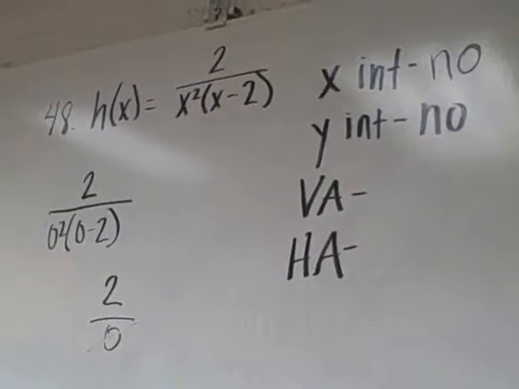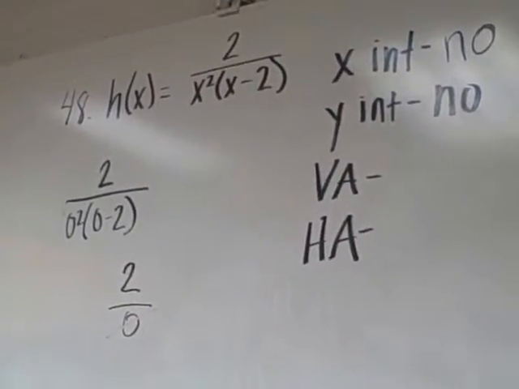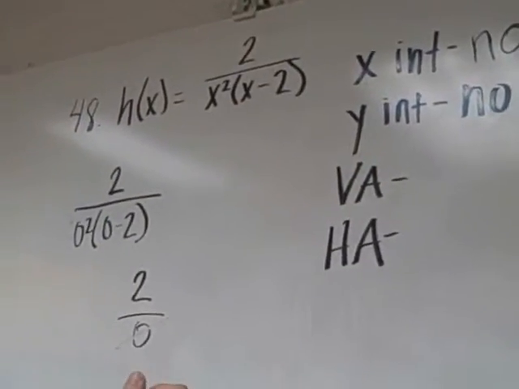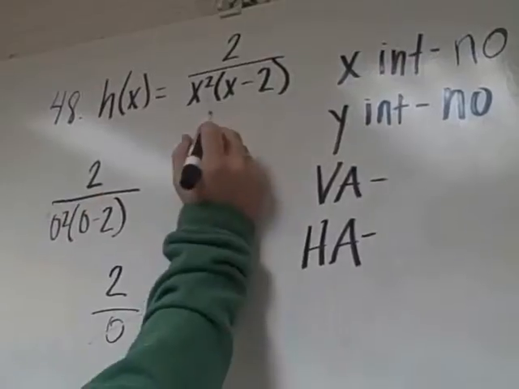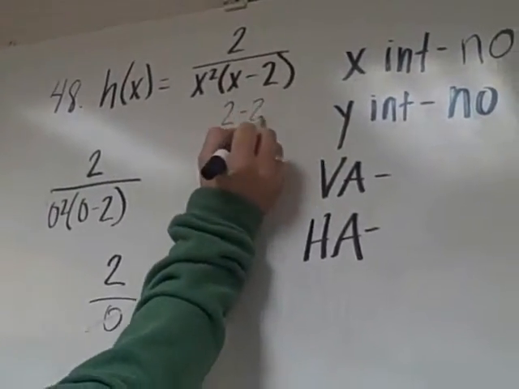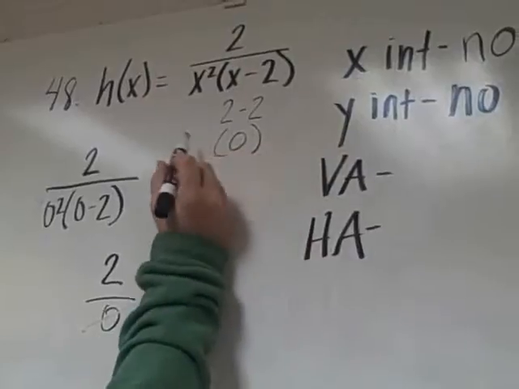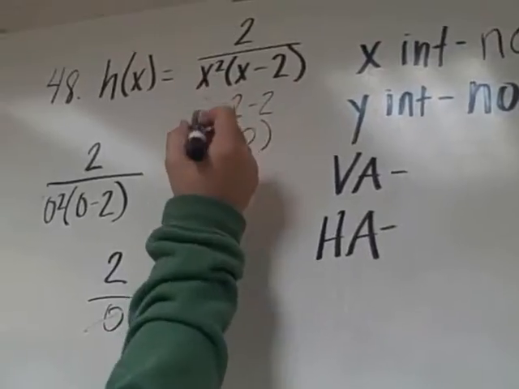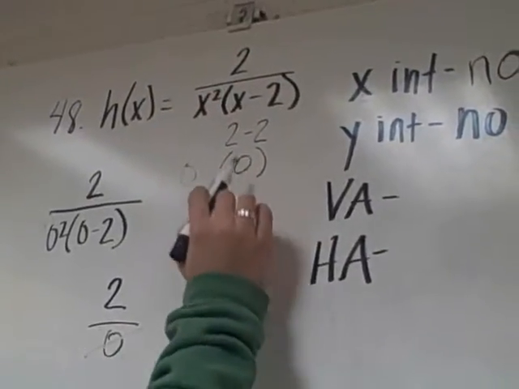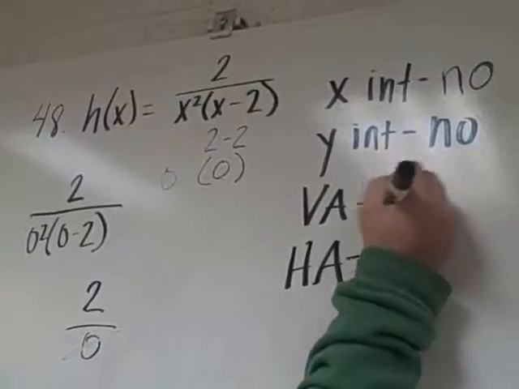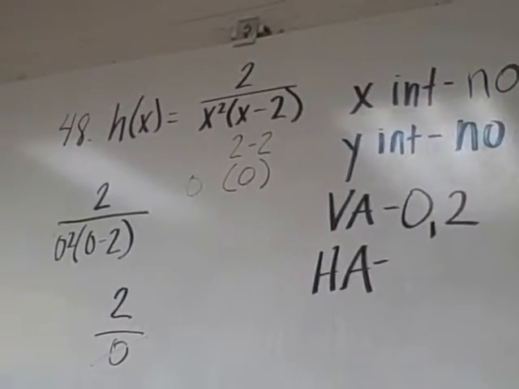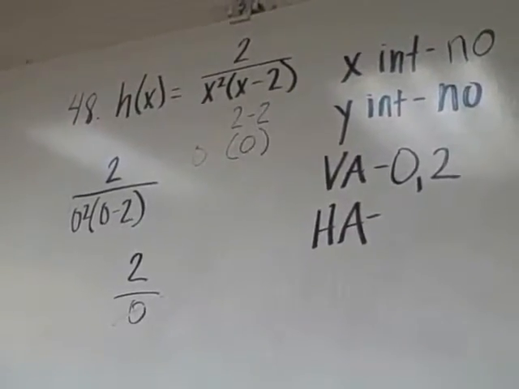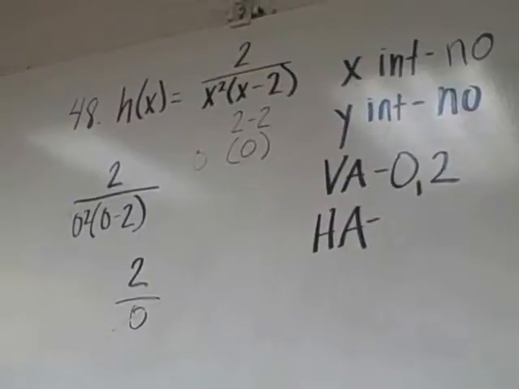And to find the vertical, you try to make it 0 at the bottom, and so if you put a 2 in here, it'd be 2 minus 2, which equals 0, and then you can put a 0 here to make 0 times 0, which is 0. So you have 2 vertical asymptotes. It's 0 and 2.